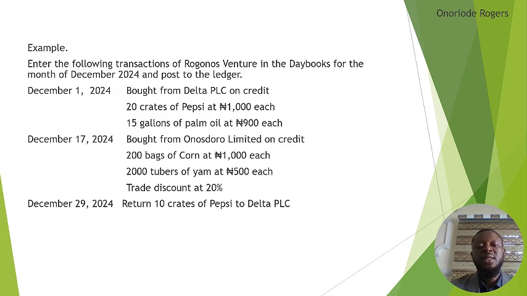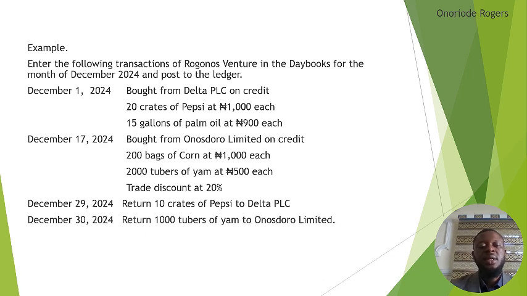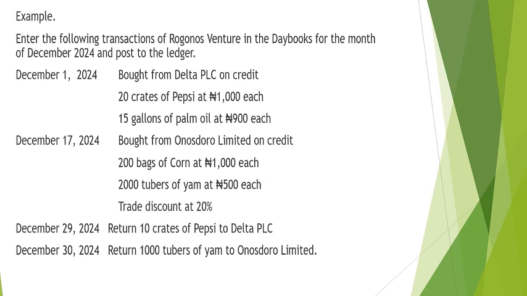Then December 29, 2024, returned 10 crates of Pepsi to Delta PLC. Then December 29, 2024, returned 100 tubers of yam to Zoro Limited. So let's solve this. Okay, now let's solve the question.